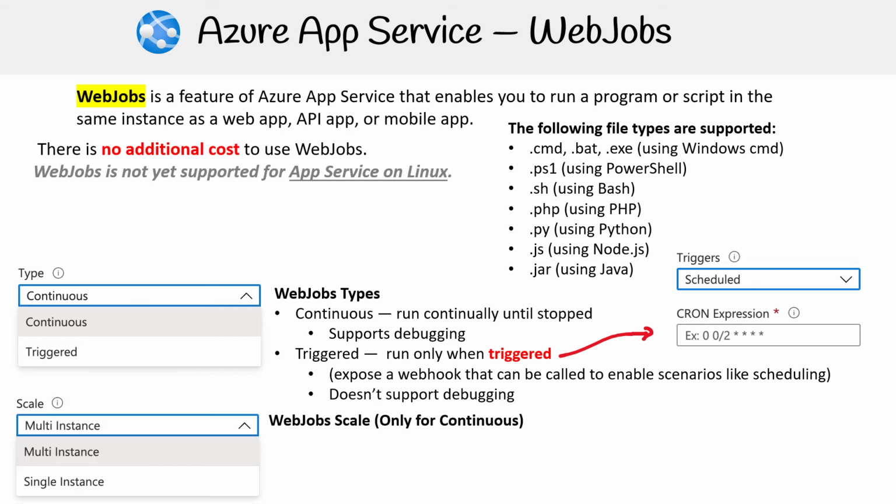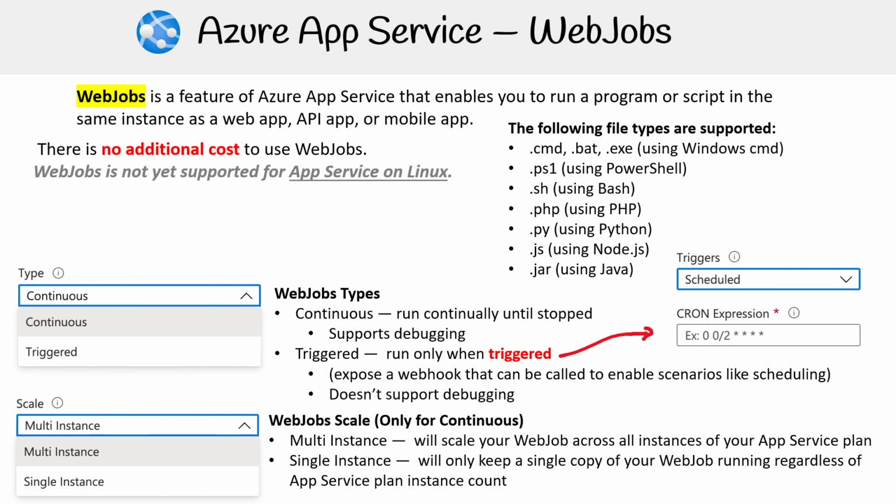So looking at web job scales, and this is for continuous only. We have multi-instance and single instance. So multi will scale your web jobs across all instances for your app service plan. And single instance will only keep a single copy of your web job running regardless of the Azure App Plan instance count. So there you go.